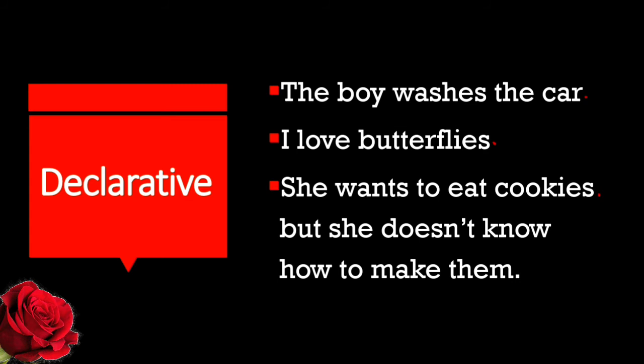Let's see some examples. The boy washes the car. Here, the sentence starts with a capital letter and ends with a full stop. And also it is a statement. Likewise, let's see the next example. I love butterflies. The sentence starts with capital letter and it ends with a full stop. And it is also in the form of a statement. She wants to eat cookies, but she doesn't know how to make them. It is also in the form of a statement and it starts with a capital letter and ends with a full stop. So declarative sentences are statements which start with a capital letter and ends with a full stop.